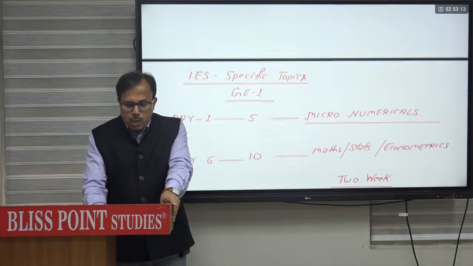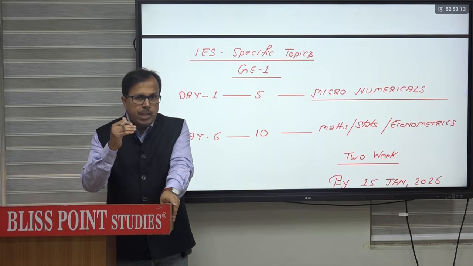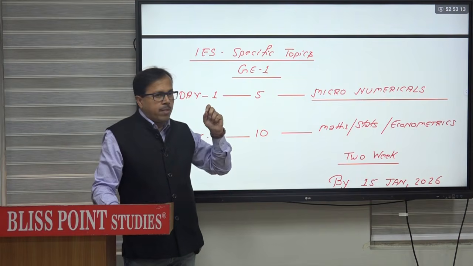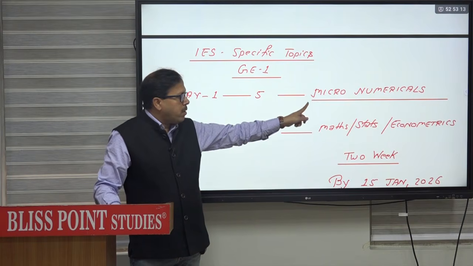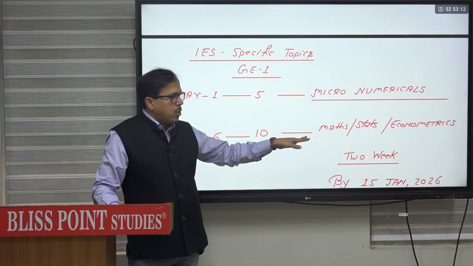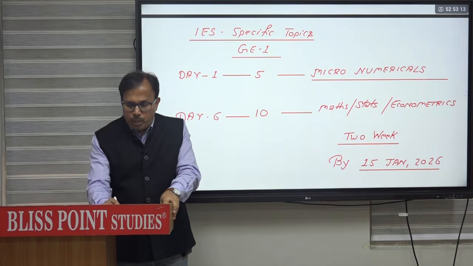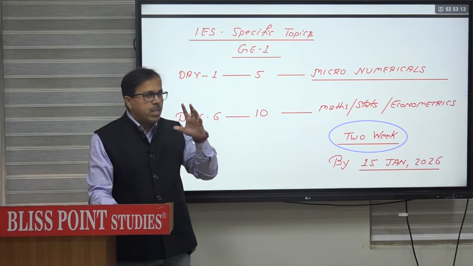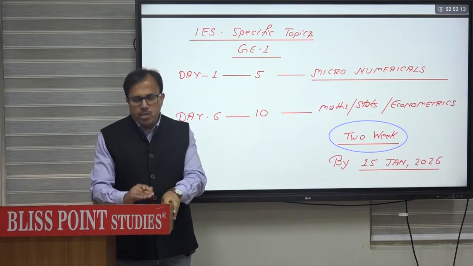Then come to the specific topics. Specific topics will start after 21 days, with the specific topics of IS, mainly the general economics 1 part. The initial 5 days, first to fifth, are for micro numericals, mainly consumer demand, and days 6 to 10 will be math, stats and econometrics. For those 10 days you can take 2 weeks. Clear? That means by 15th of January your first set of IS specific topics, day 1 to day 10, must be complete. Just try to follow this timeline.